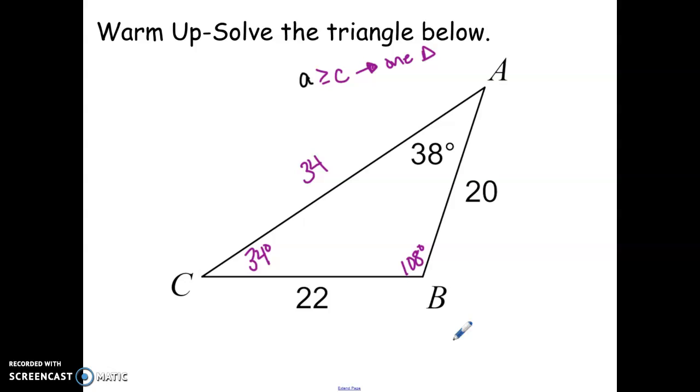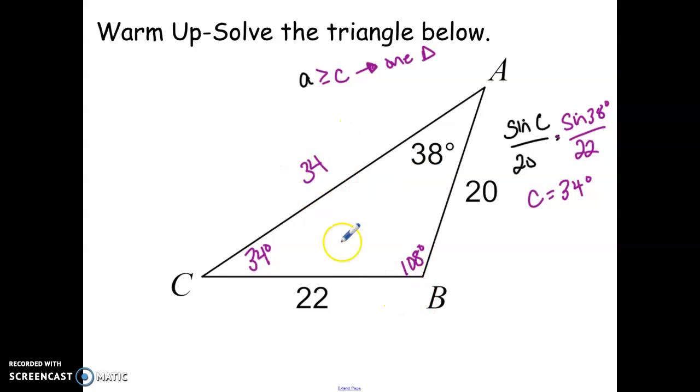Okay, so when you're looking at this and checking your cases, if A is greater than or equal to C, which it is in this triangle, we know that there's just one triangle, so you can go ahead and do law of sines to find your missing angles and your missing side. So go ahead and check your answers there. If you need any work, really quick setup, I just did sine of C over 20 equals sine of 38 degrees over 22. To find that angle C was 34 degrees. And then I kind of went from there, subtracted from 180, and then used law of sines again.